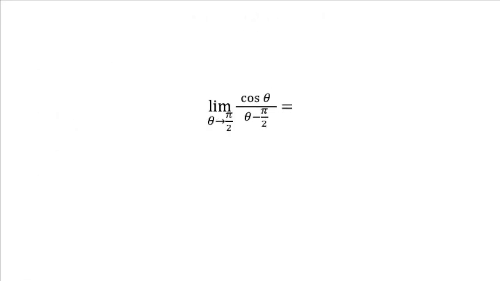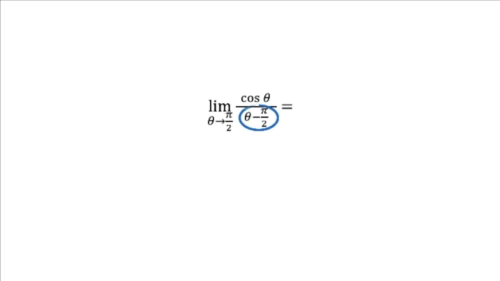Here's a limit as theta goes to pi over 2 of cosine theta divided by theta minus pi over 2. Pause the video and try to evaluate this limit. Were you able to find the numerical value for this limit? You might have noticed a few things.